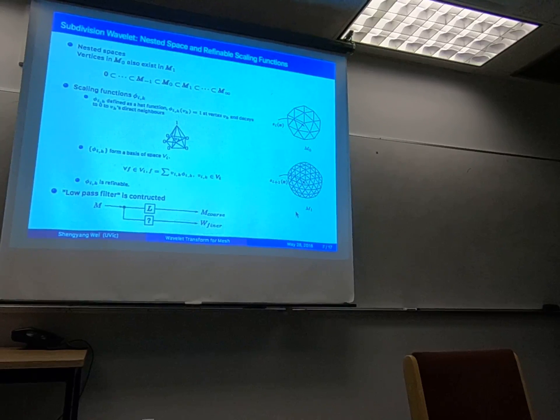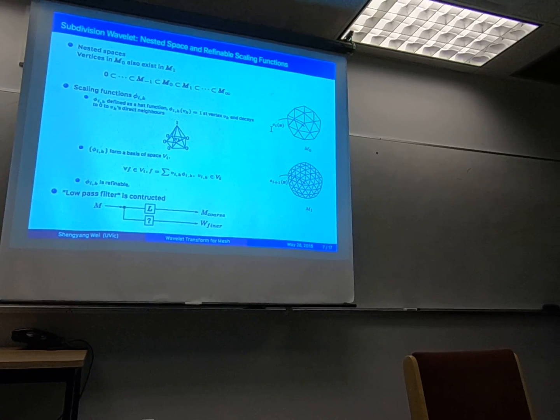So as a traditional wavelet transform won't work on 3D mesh, we want to design a new method for the 3D mesh. It means we have to find the nested space, scaling functions, and wavelet functions. And we found that if a mesh is a subdivided mesh, meaning it is subdivided from some coarse mesh, for example, mesh M1 is subdivided from mesh M0, then it's easier to find those three properties.